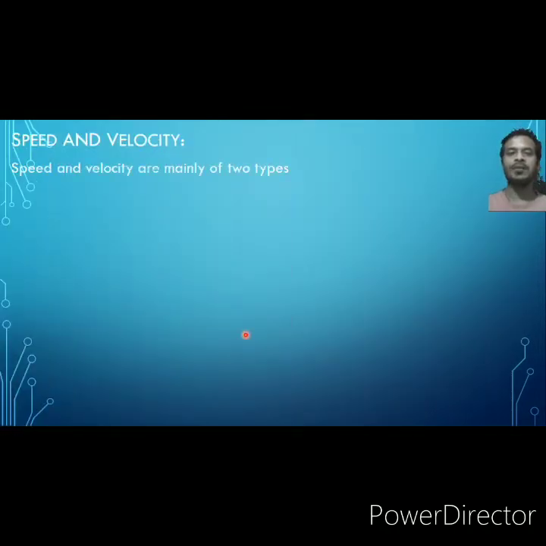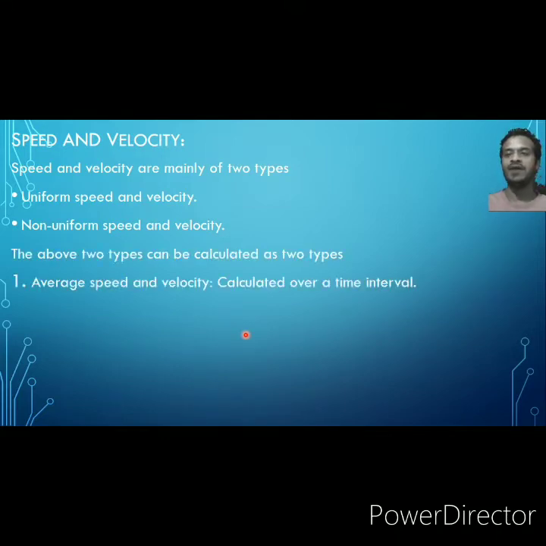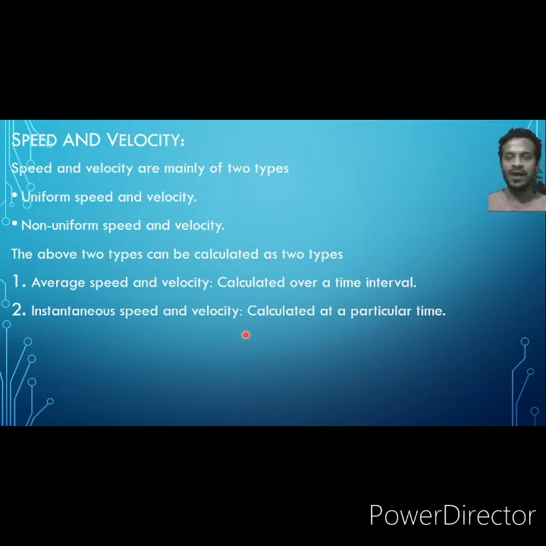Here also again we have to define speed and velocity. Mainly they are of two types: uniform and non-uniform. Further, these two can be subdivided as average and instantaneous. Now, what is average velocity? That is calculated over a time interval. If we say what is the velocity from 9 am to 11 am, that's the average. And if we say what was the velocity at 12:30 p.m., it was instantaneous.